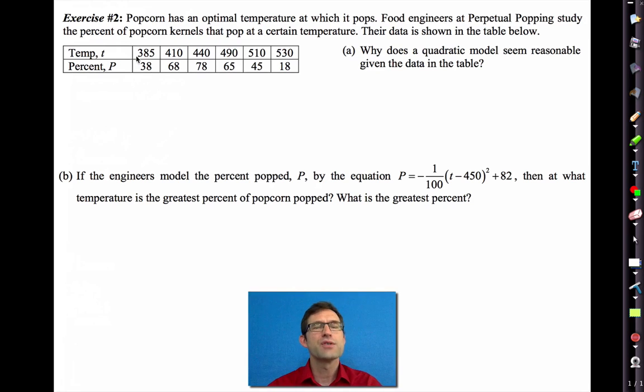Okay, so let's just make sure we understand the data table. At 385 degrees, 38% of the kernels pop. At 410 degrees, 68% of the kernels pop. All right, so that's how we're interpreting this. Letter A, why does a quadratic model seem reasonable given the data in the table? So what would you write down for that?